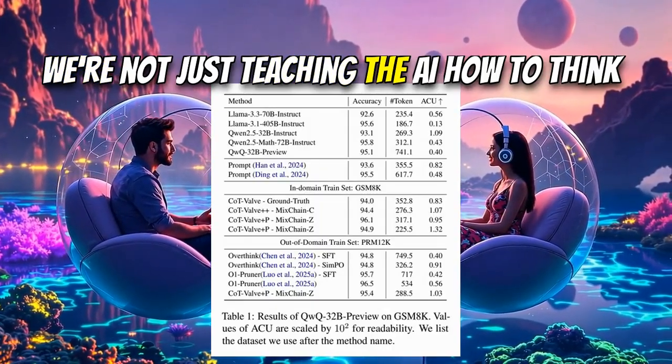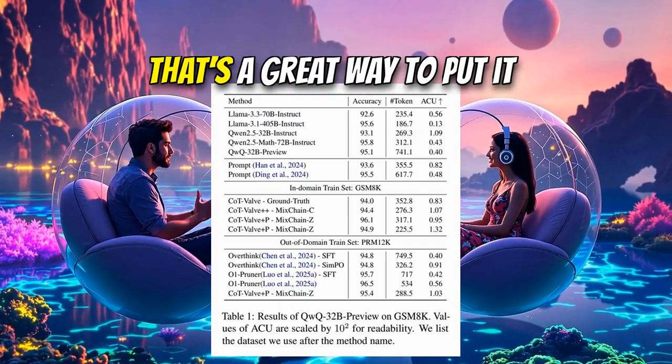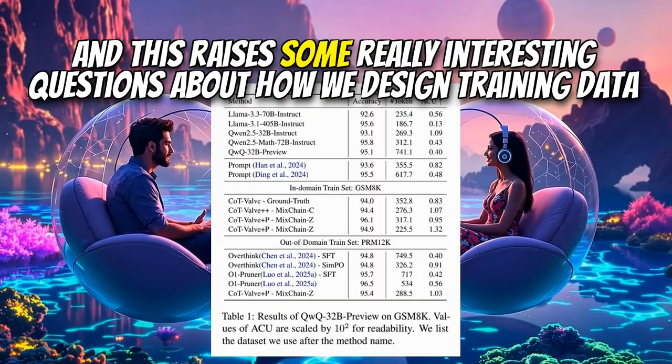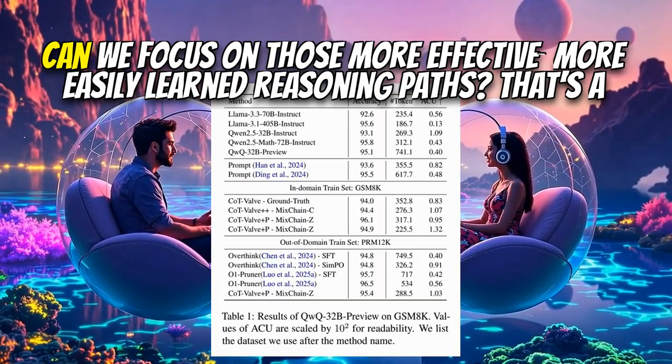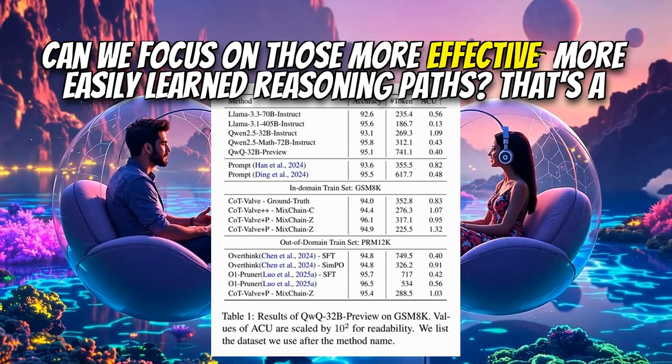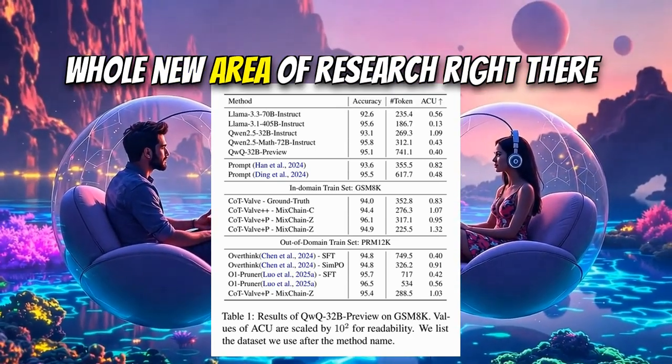We're not just teaching the AI how to think. We're teaching it how to think well. That's a great way to put it. And this raises some really interesting questions about how we design training data sets moving forward. Can we focus on those more effective, more easily learned reasoning paths? That's a whole new area of research right there.